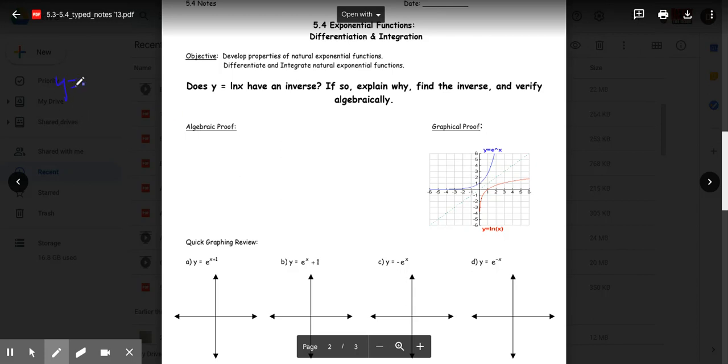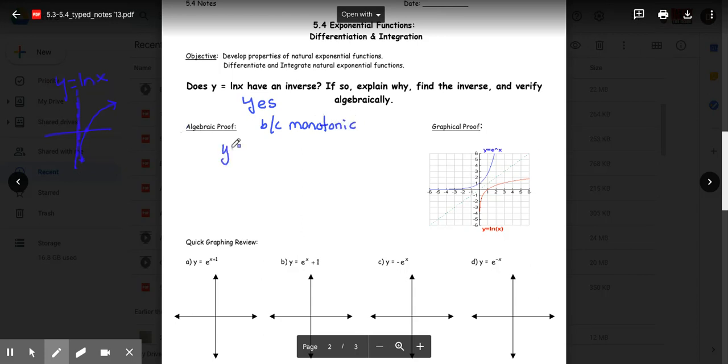But we know that the natural log of x from a prior section is always increasing. It has an asymptote at x equals 0, goes through the point (1, 0). It's a horrible graph, but it's always increasing. So yes, the natural log of x has an inverse because it's monotonic, meaning it's always increasing or always decreasing. In this case, it's always increasing.